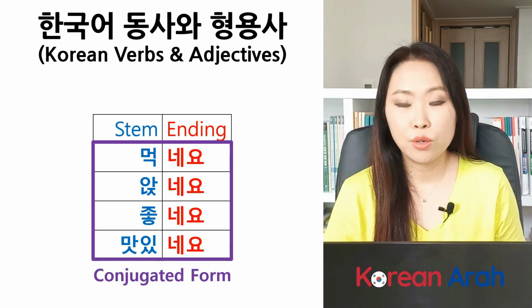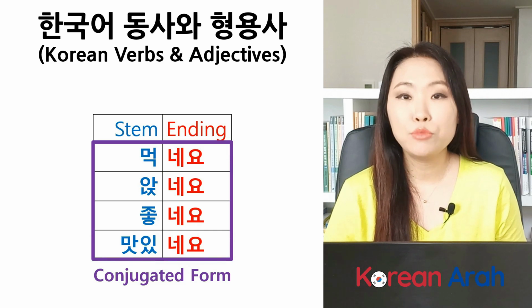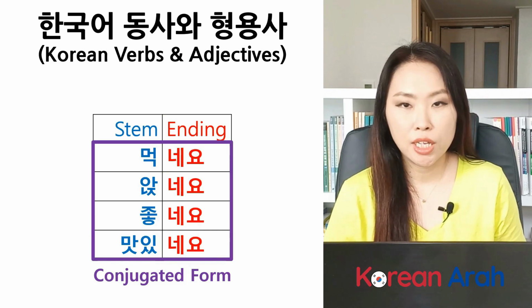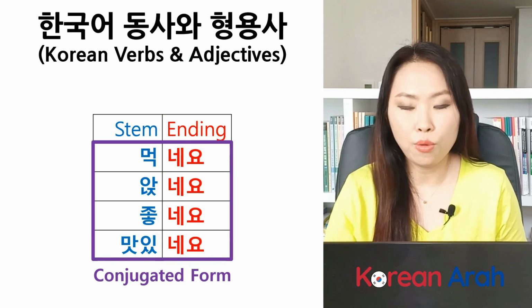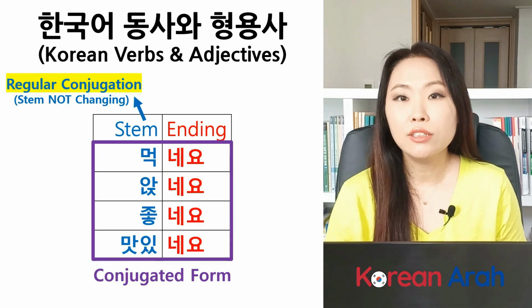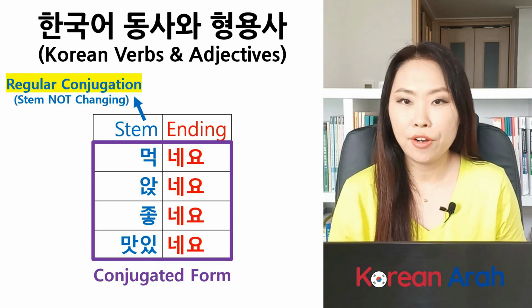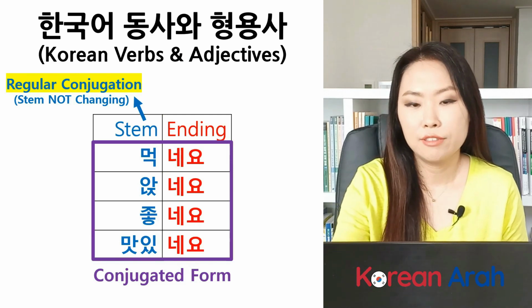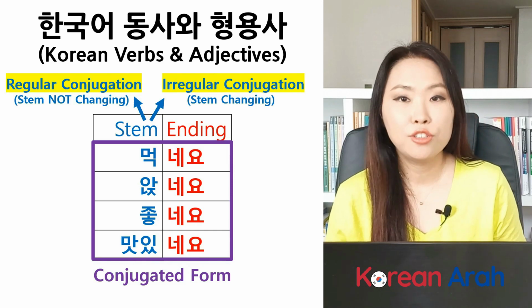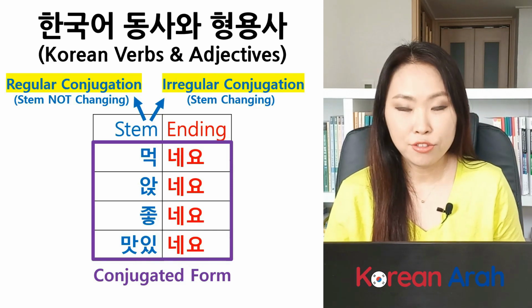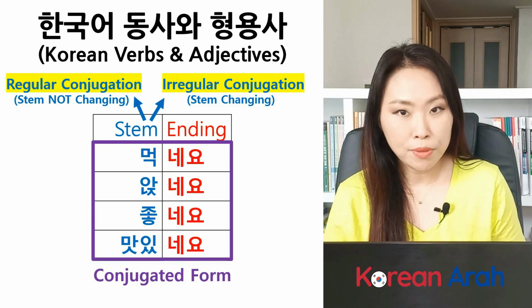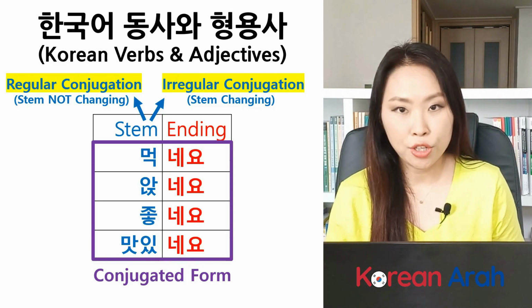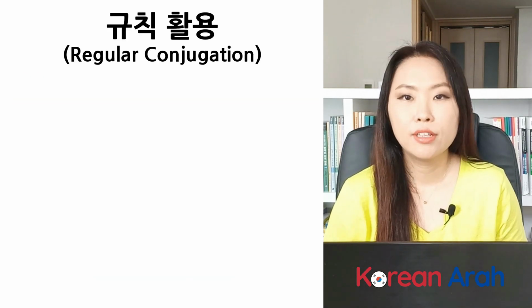As you can see, in the conjugated forms, all the stems are the same as the stems in the basic forms, which means there's no stem change after conjugation. This kind of conjugation is called regular conjugation. However, some verb or adjective stems change after conjugation. That's called irregular conjugation.